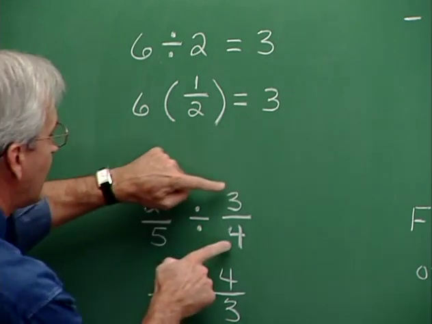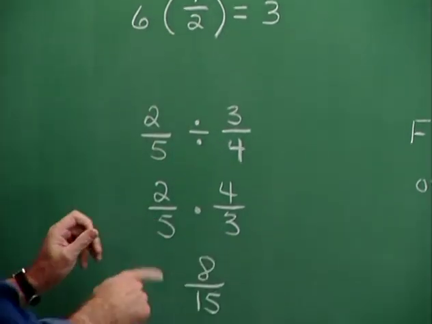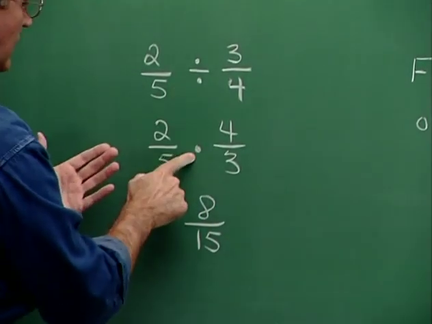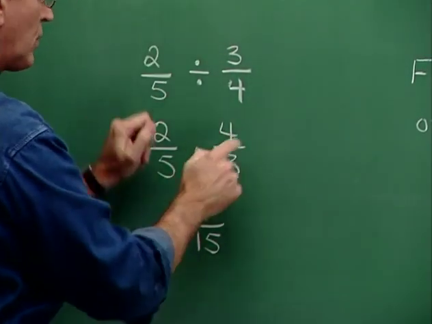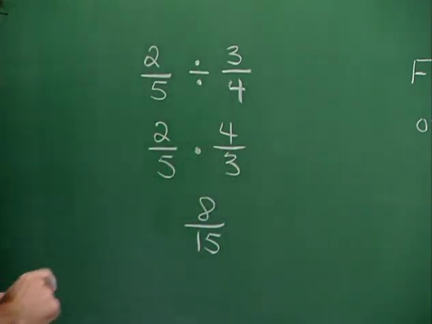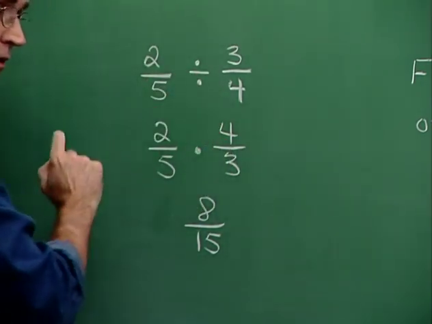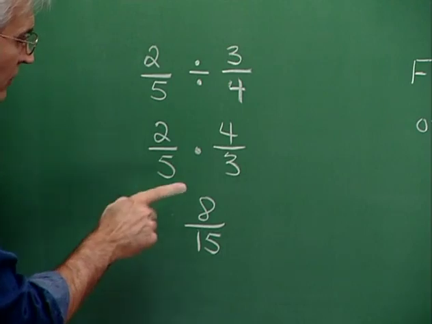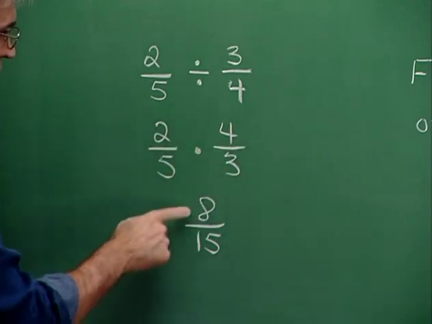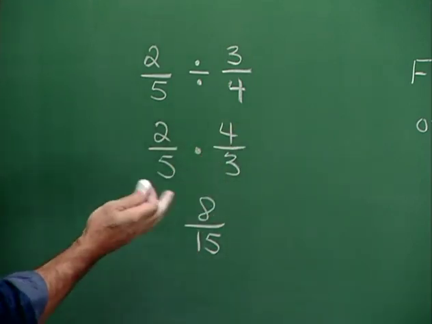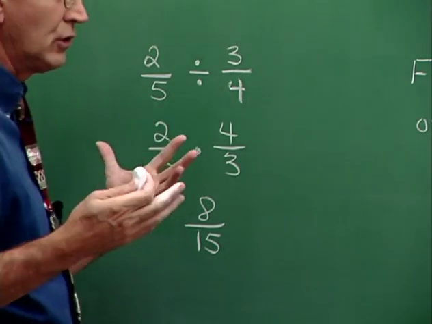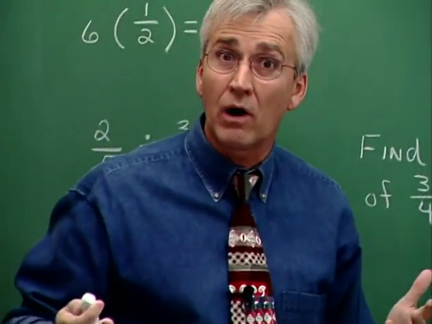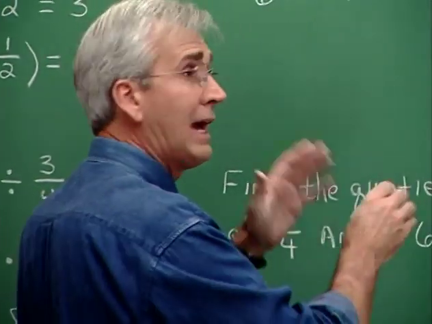So we have 2/5 divided by 3/4. Well, we change this into a multiplication problem. It's times 4/3. We're multiplying by the reciprocal of the divisor, and so we multiply straight across. 2 times 4, 8, 5 times 3, 15. And that's all there is to it. So we just pop it into a multiplication problem and go about the business of multiplying as we understand it to this point.